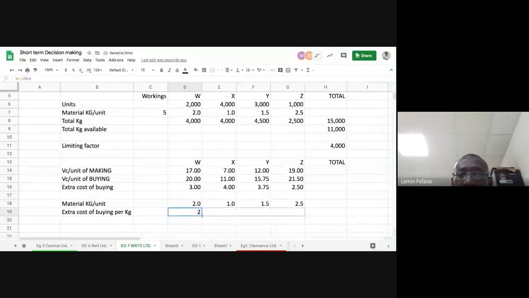Okay, so we replicate that. We take it to the required DP, as you can see here. So the extra cost of buying per kilo will be 1.5 for W, 4 for X, 2.5 for Y, and then 1 for Z. That's the extra cost of buying per limiting factor. And this is what we're going to use to determine.